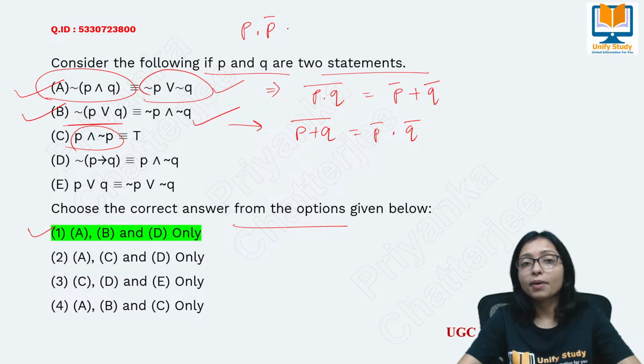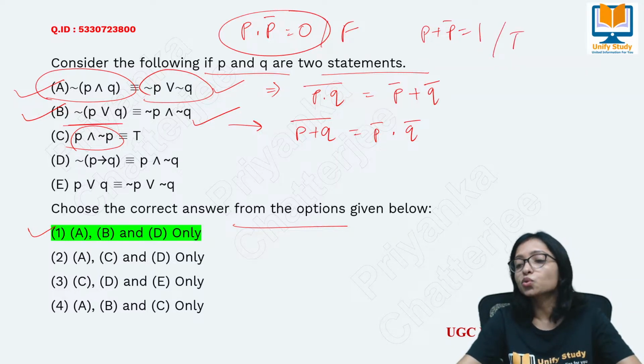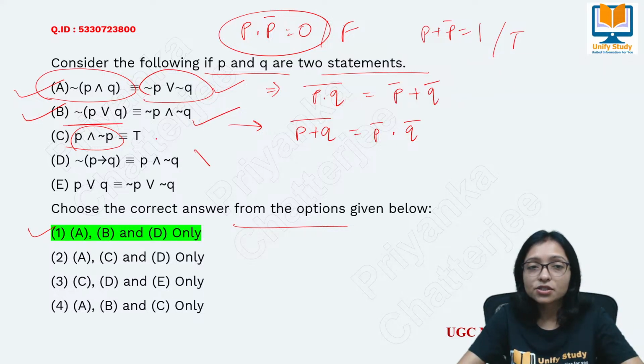P dot P bar is actually 0. P plus P bar is 1. P dot P bar is 0. 0 means false, 1 means true. So that's why this is wrong. This is not true, this is false. That's why option C is wrong.